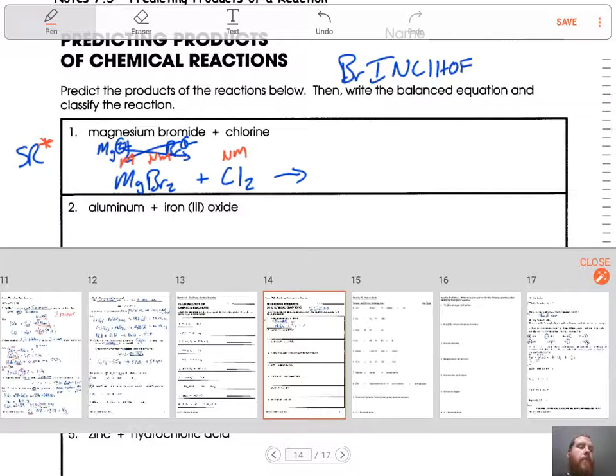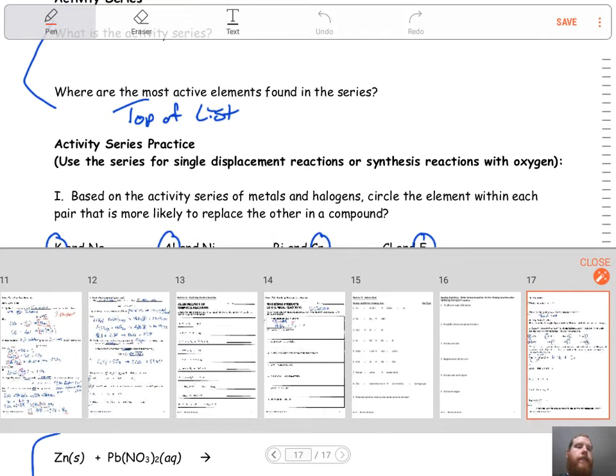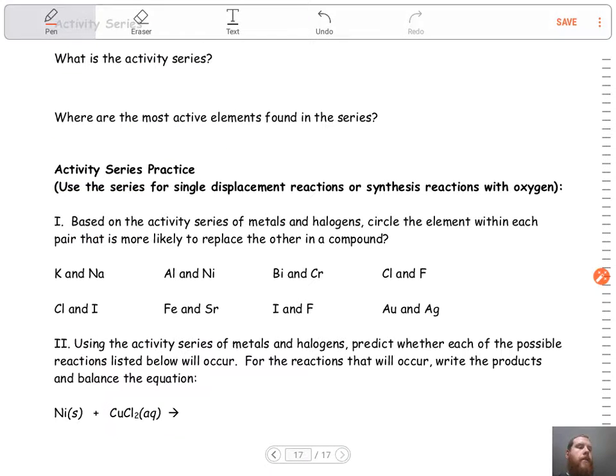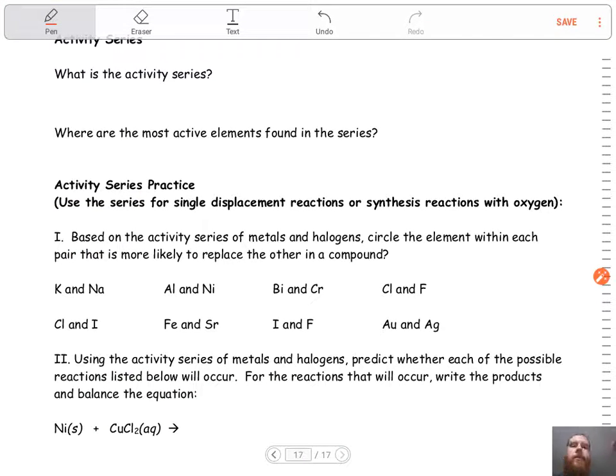Flip over to page 17 in your notes. Okay, and mine is already written out, which I don't want, so I'm going to erase it. So, what is the activity series? Go through and identify that, answer these first 2 questions. I'm not going to write them out because this is a vocab term, so you should be able to write that down. Now, where are the most active elements found in the series? They're going to be at the top of your chart.